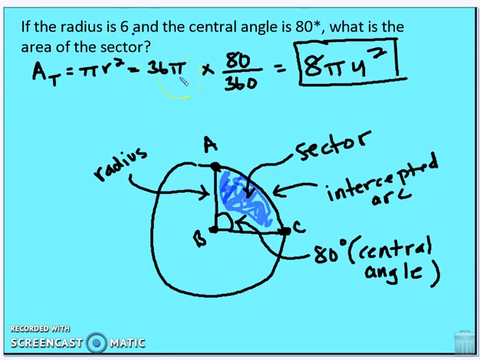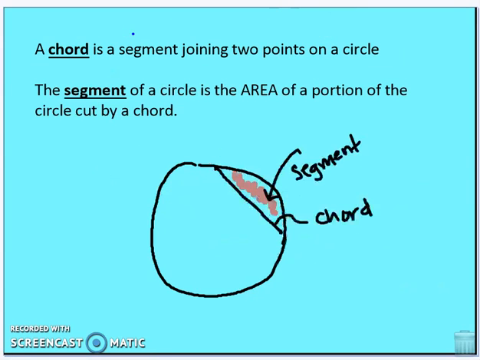And we know the fraction represented by the sector is based on the central angle to the total number of degrees in a circle. So 80 divided by 360 times the total area of the circle, 36 pi, leaves us with 8 pi units squared. So the area of the sector is 8 pi units squared.